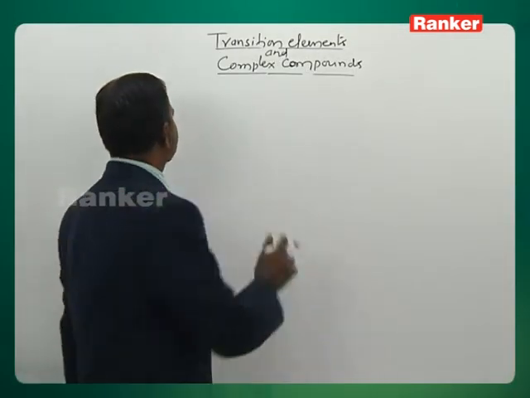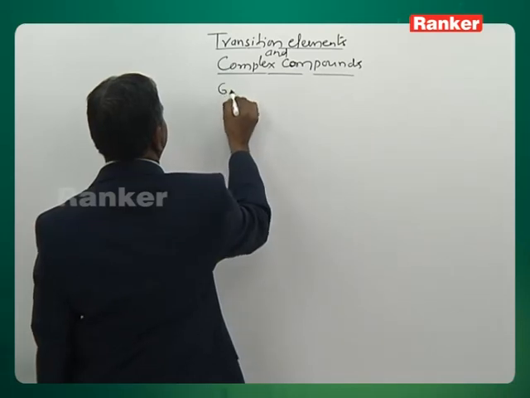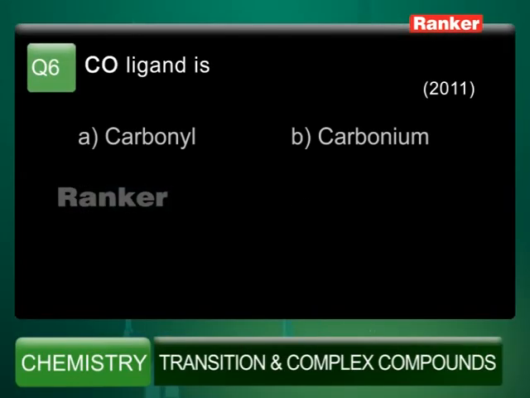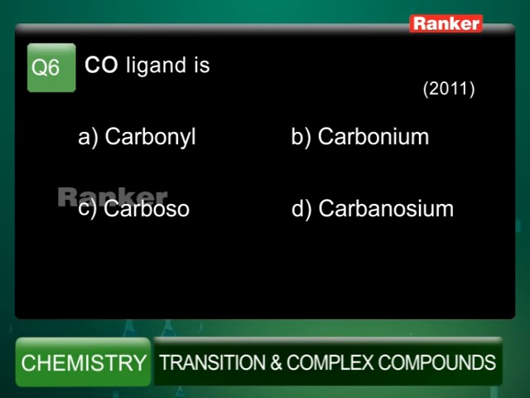See question number 6. What is the name of this particular CO ligand? A is given as carbonyl. B, carbonium, is not positive, therefore you cannot say it is carbonium. And C is carboso? No, it is only carbonyl.